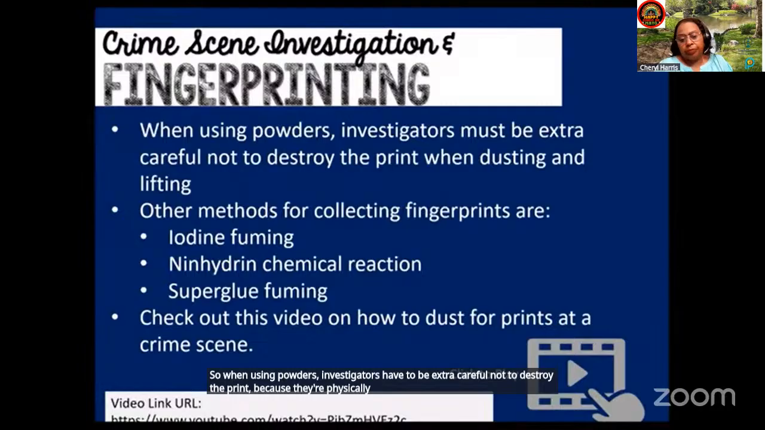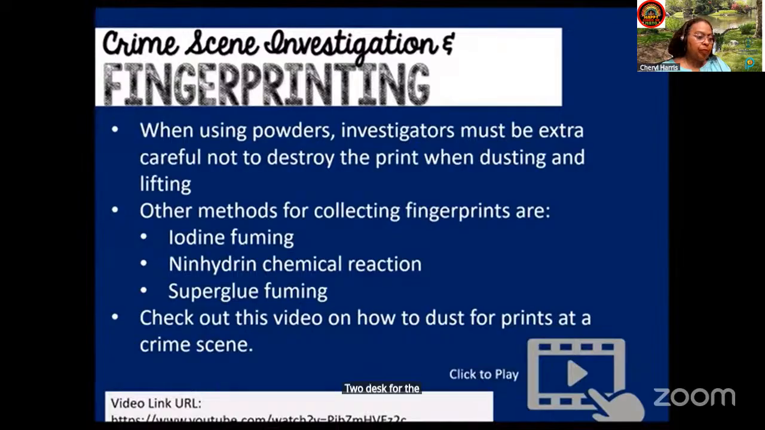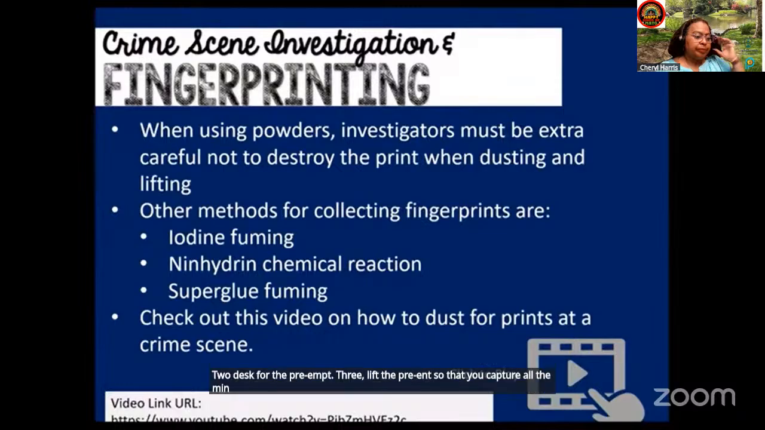So there's definitely a technique to this. It is an art. If you have ever tried to dust for a fingerprint, you know that it is not as easy as it looks. It's actually really difficult to, one, find a print, two, dust for the print, and three, lift the print so that you capture all the minutia patterns. So definitely it is an art form.